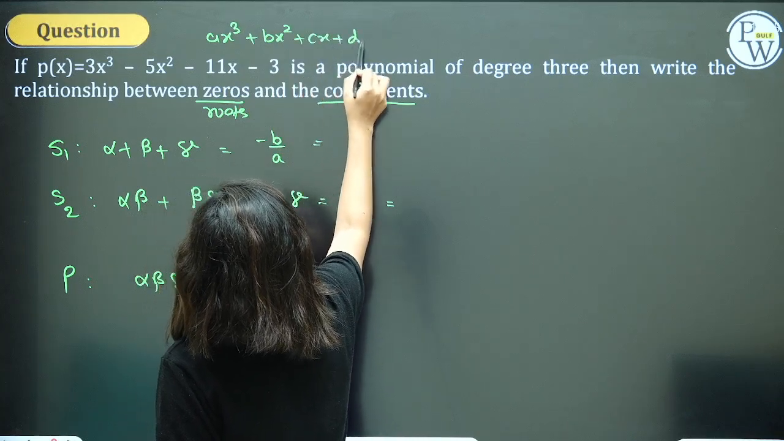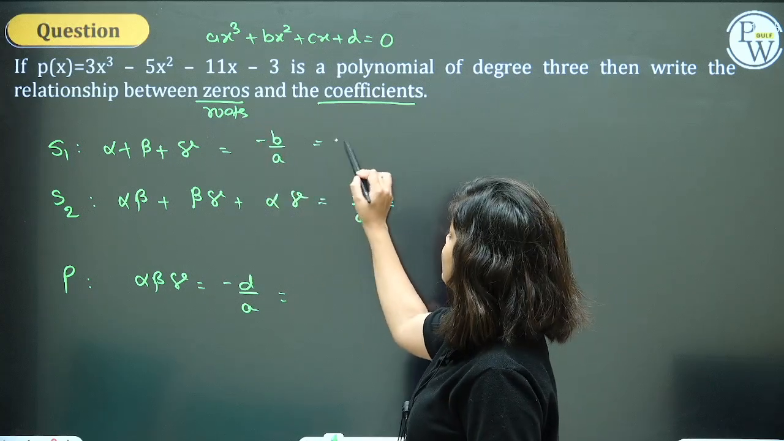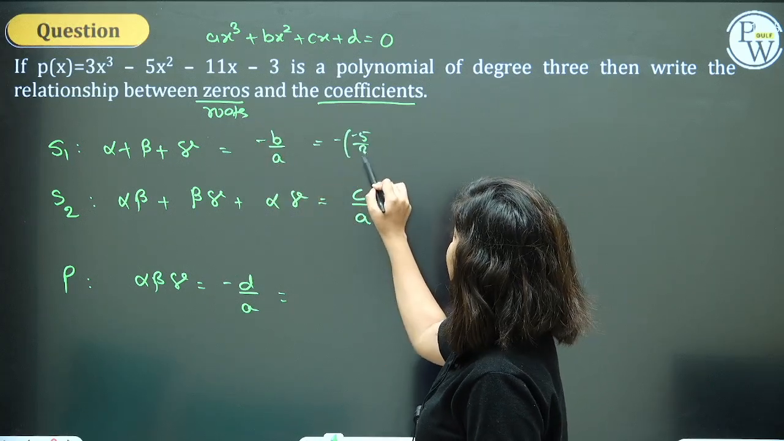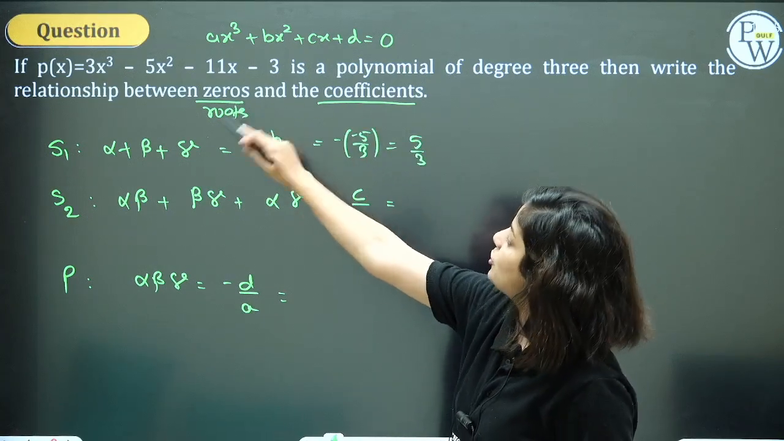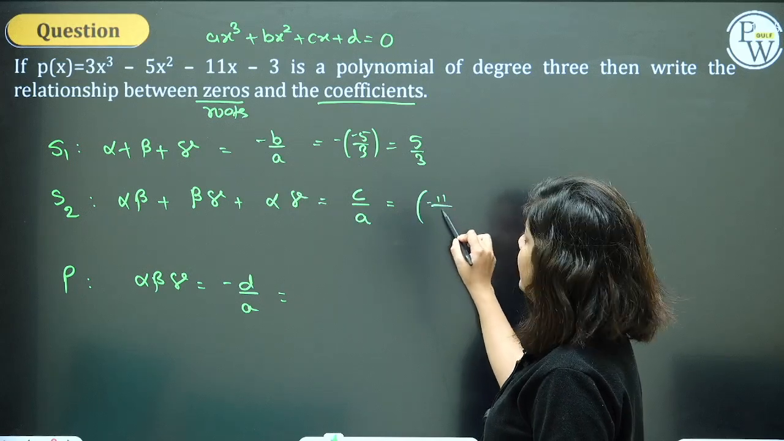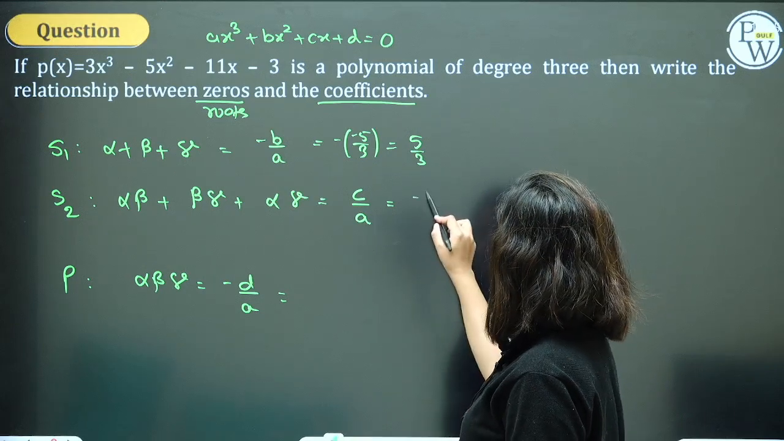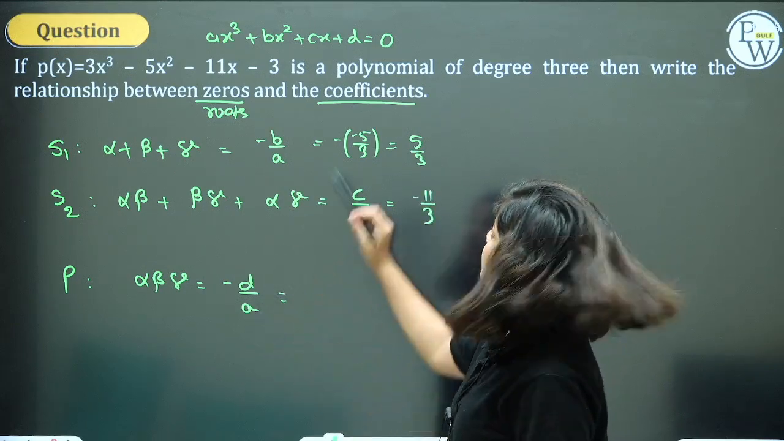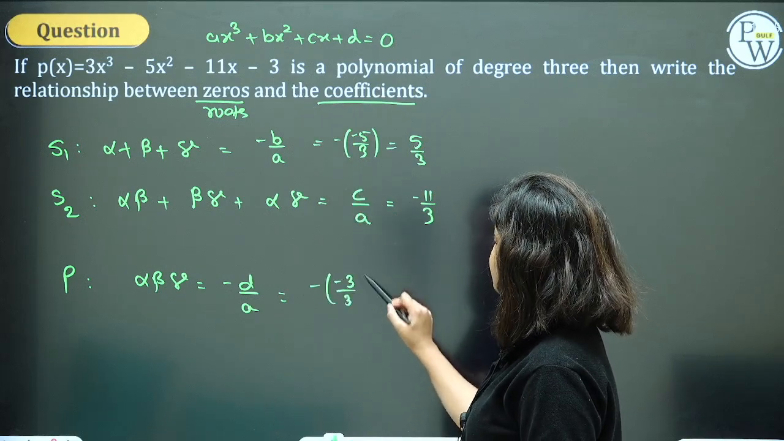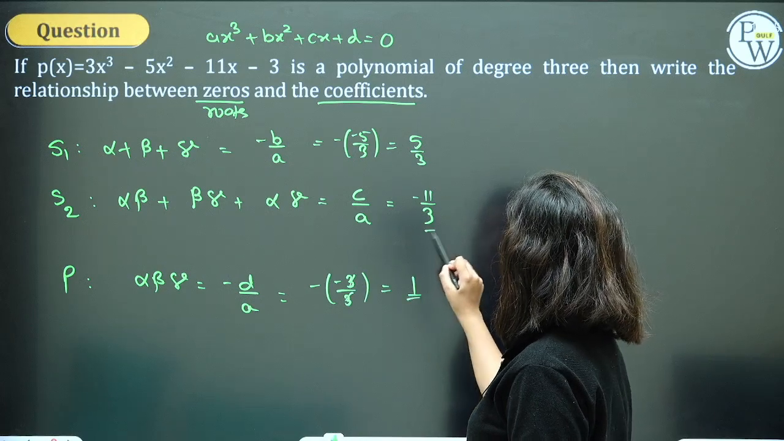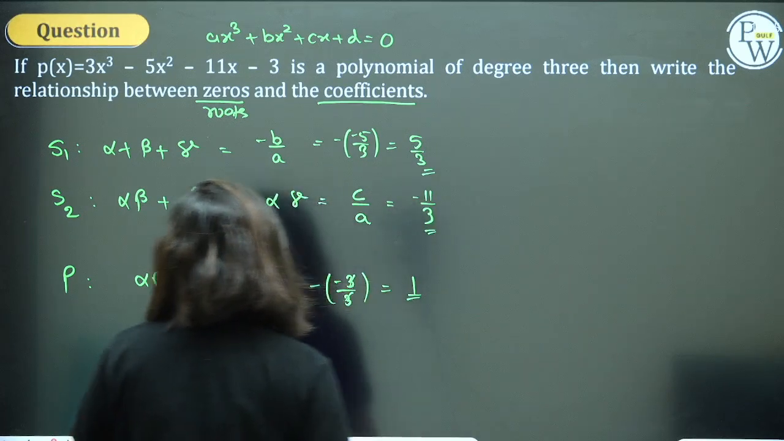In the question given to us, if you compare it with ax cube plus bx square plus cx plus d equal to 0, what is b? Minus 5. So minus of minus 5 by a, which is 3, gives us 5 by 3. C by a, c is how much? Minus 11, and a is 3, so minus 11 by 3. Minus d by a. How much is d? Minus 3, and a is plus 3. Minus of minus gives plus 1. Can you all see the relation between roots and coefficients is established very well?